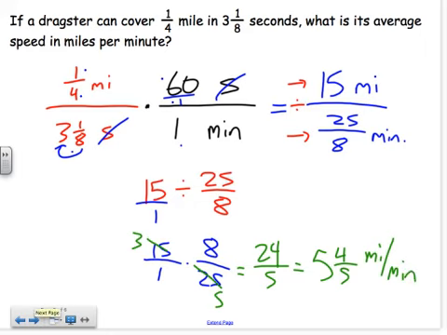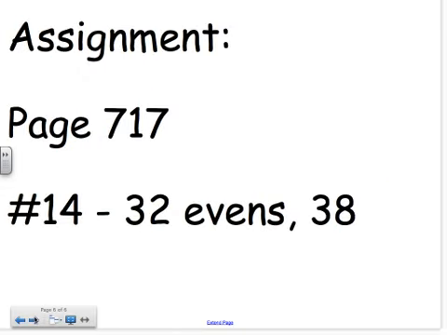Okay? So just set up your dimensional analysis like we did right here. Get it to your new rate, miles per minute in this case, and then go through what we just did, right? Okay. You got a better idea on how to work with those.